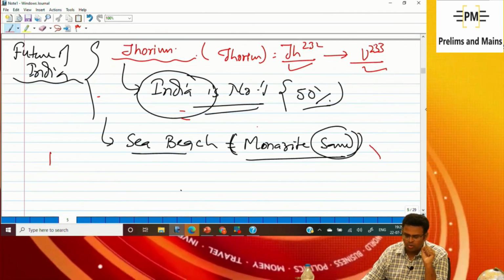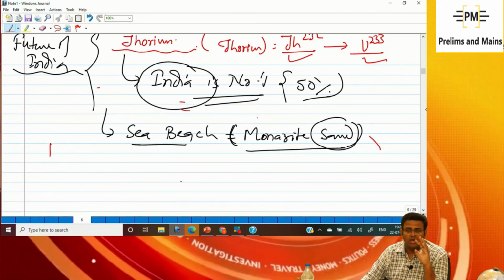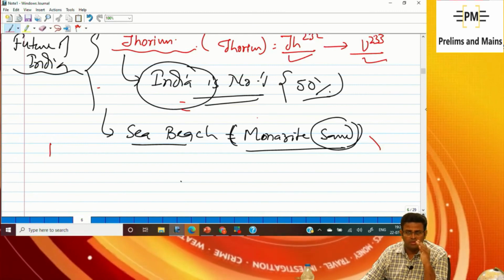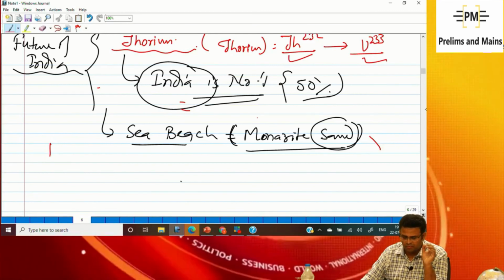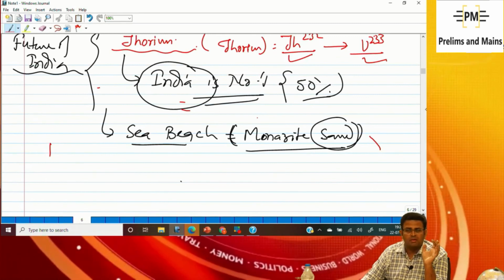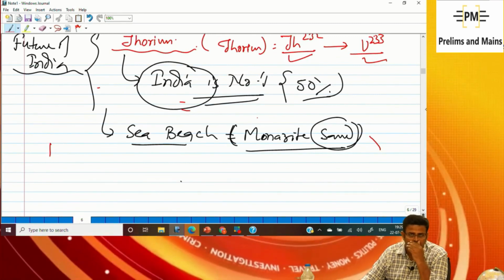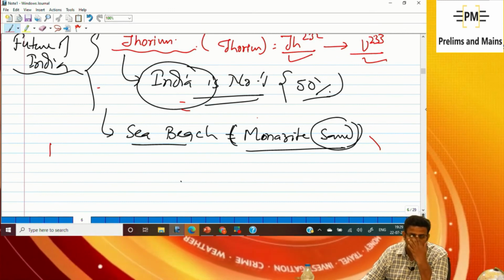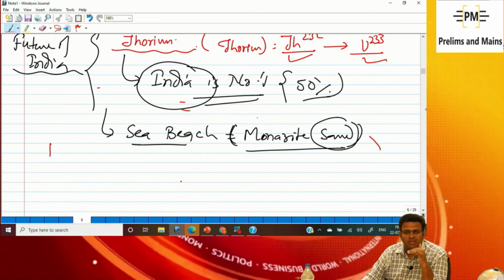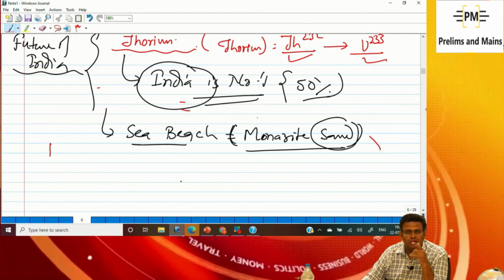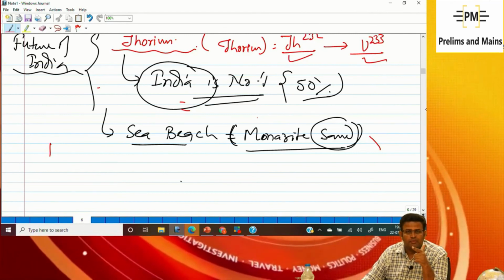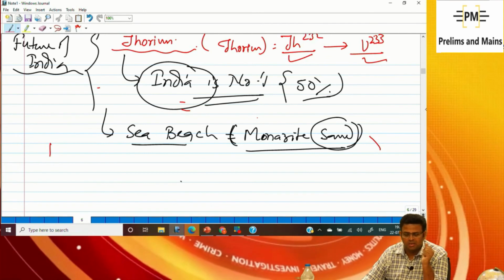Then I talked about thorium. So Australia, Kazakhstan, Canada and Namibia, this is the order of uranium reserves in the world among the different countries. Thorium: India is number 1 in the world, and it is found in monazite sand. It is found in monazite sand, and number 1 is Andhra, second is Tamil Nadu, third is Odisha, fourth is Kerala, fifth West Bengal and a little bit in Jharkhand.